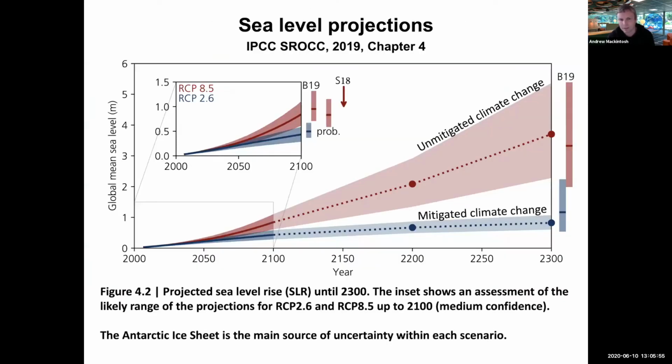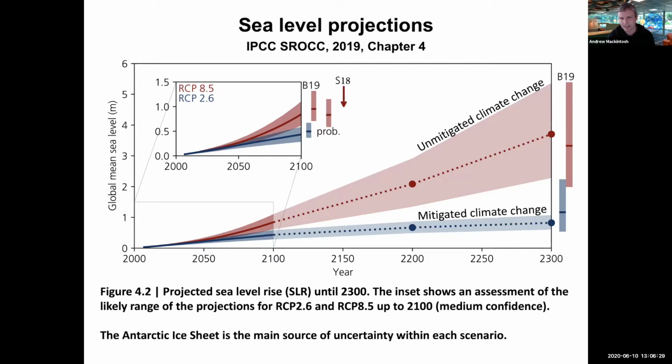I was an author on the IPCC SROC report that was published in 2019, and I find this to be one of the most compelling figures from that report. And you can see it shows what sea level is likely to do into the future. It extends up to 2300 AD, so quite a few centuries ahead. And there are two main curves, a blue curve and a pink curve. The blue curve shows what will happen to sea level if we mitigate climate change. This is following an RCP 2.6 scenario.